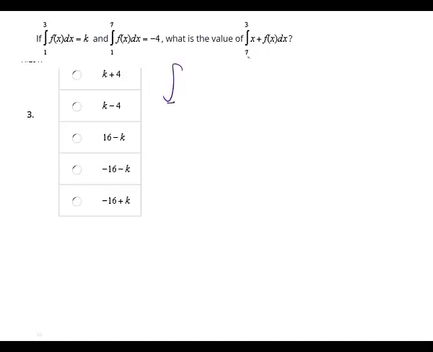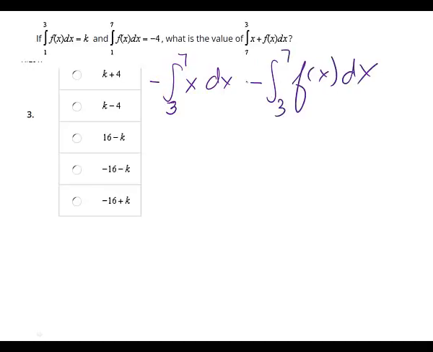First of all, is it in the right order? No. So to change the order, we need to make it negative out front. So I'm going to go -3 to 7 of x dx. I still have to do negative in front of the other one, from 3 to 7 of f of x dx. And the reason I split it is I know how to integrate the x. The f of x is going to come from this other information that they gave us. Okay? So let's go ahead and integrate the x.